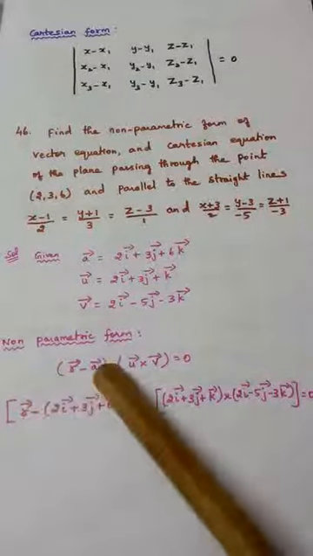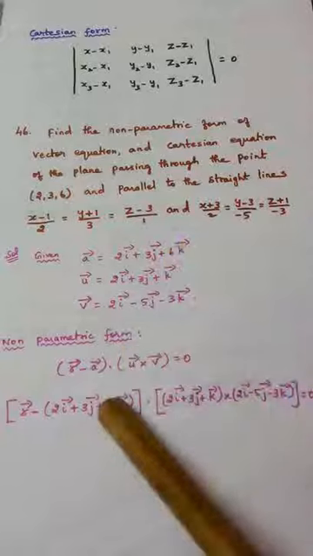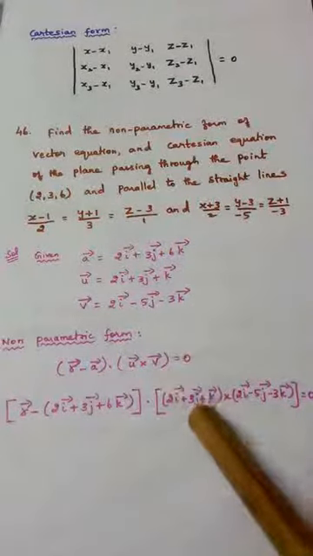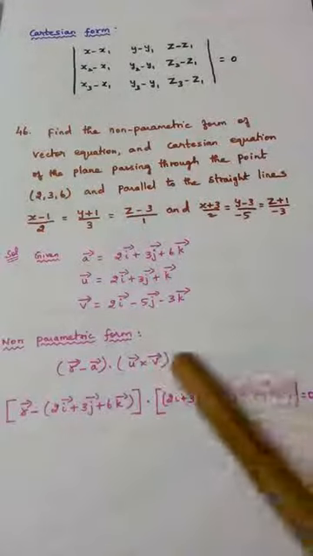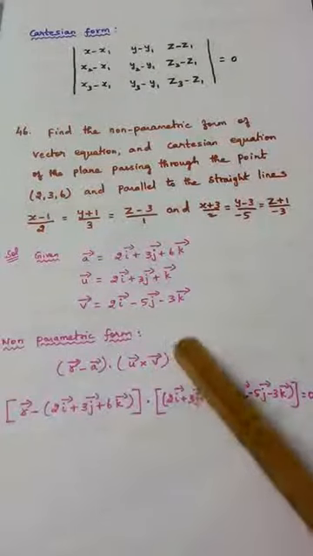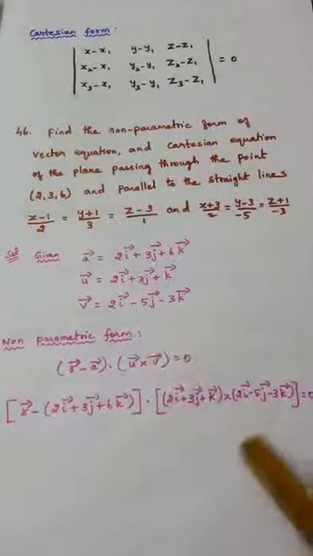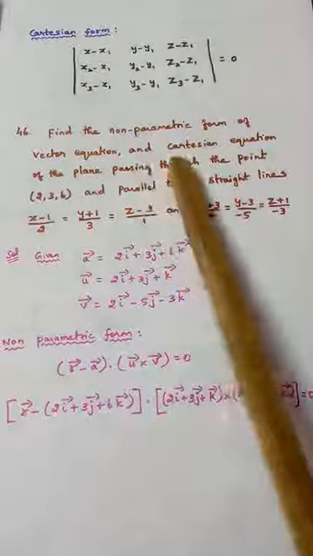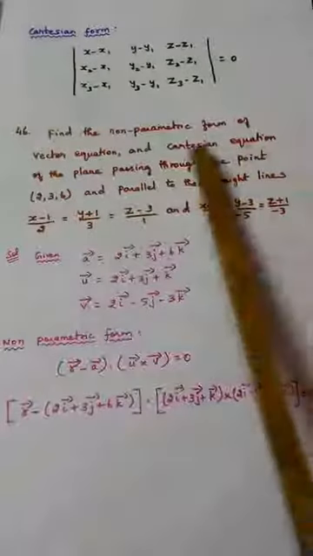r vector minus, in place of a vector, write the value, dot u cross v. Write the u value cross the v vector value, equal to 0. You need not simplify anything here. Just write the formula and substitute. Here ends the first part, non-parametric form. What is the other question asked? Find also the Cartesian equation.